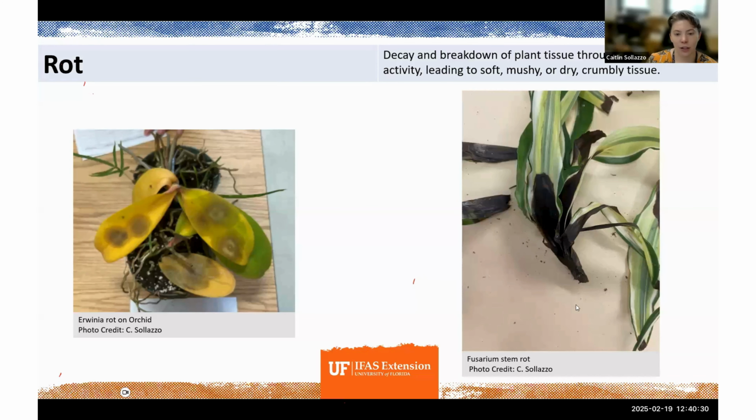And then this is actually a fungi-related rot. So again, rot is a lot of times associated with bacteria, but not always. Sometimes it's associated with other things. And this is just caused by Fusarium rot. It's just a cutting that did not take, really.